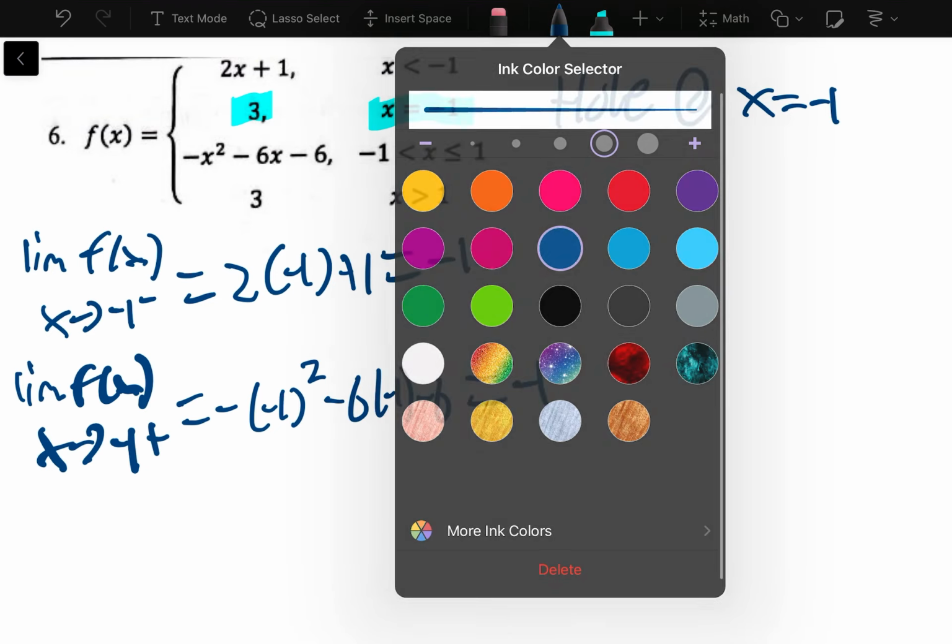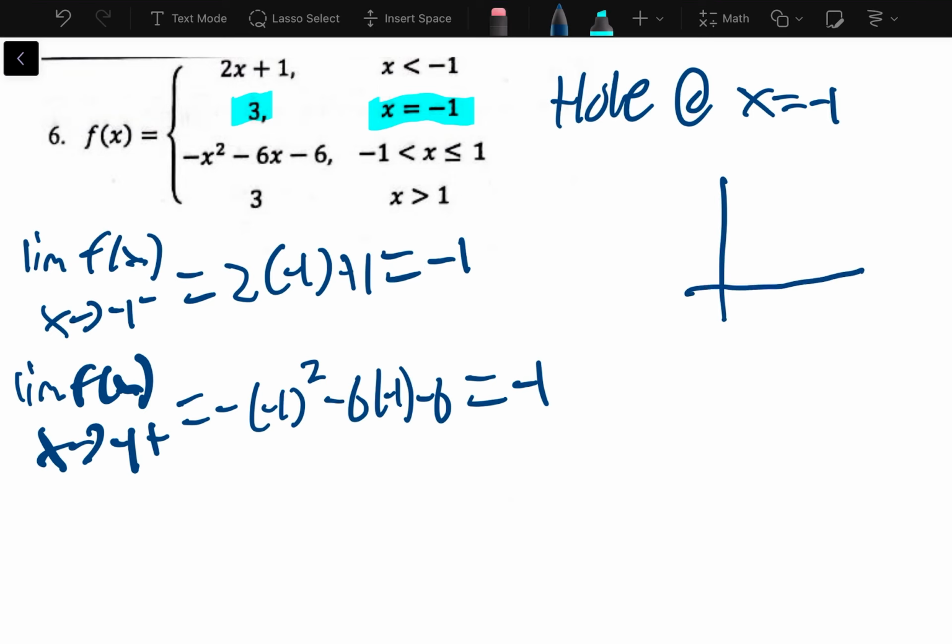So there'll be a graph. And then for some reason when it comes down here, there's a hole. And the actual dot's up here at 3. Right? So that's what we're seeing right there. That's what they're explaining. Awesome.